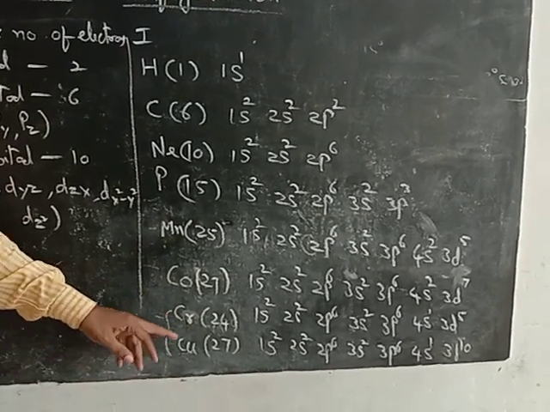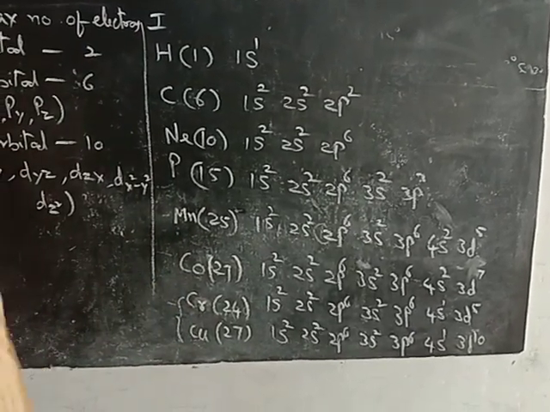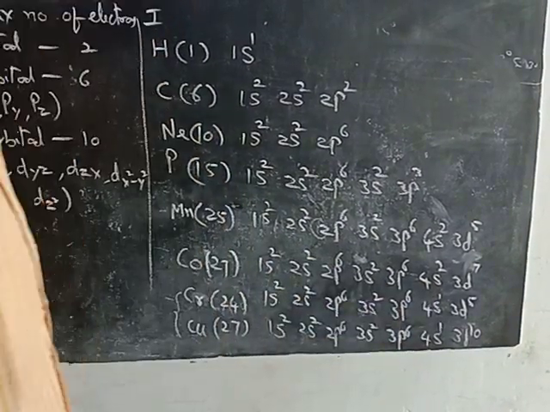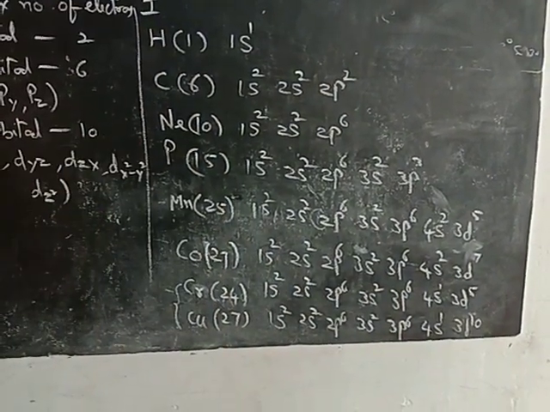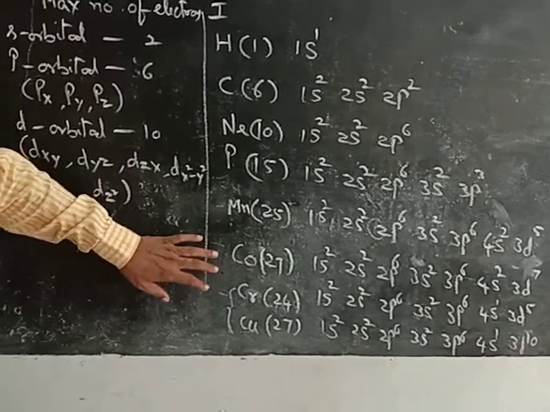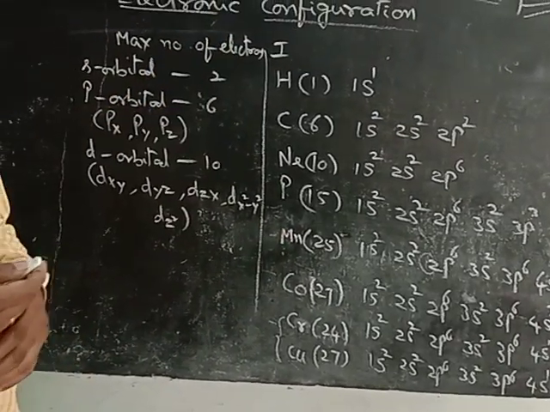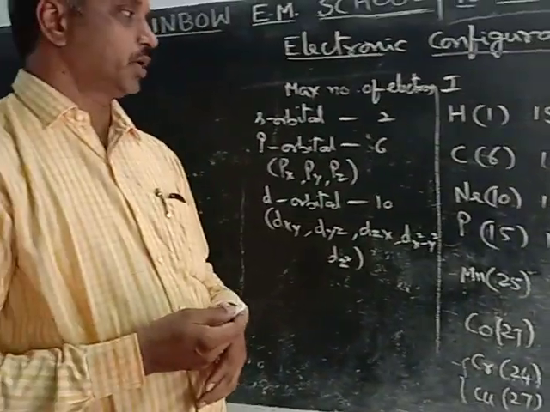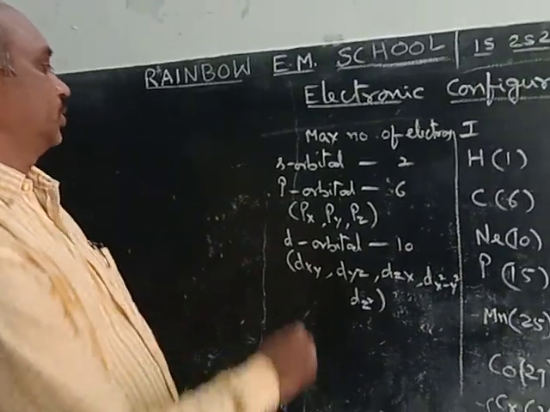What about these two, chromium and copper? This consists of only 1 electron in the 4s orbital, remaining in 3d. This will be explained later by understanding the Aufbau principle and Pauli's exclusion principle.